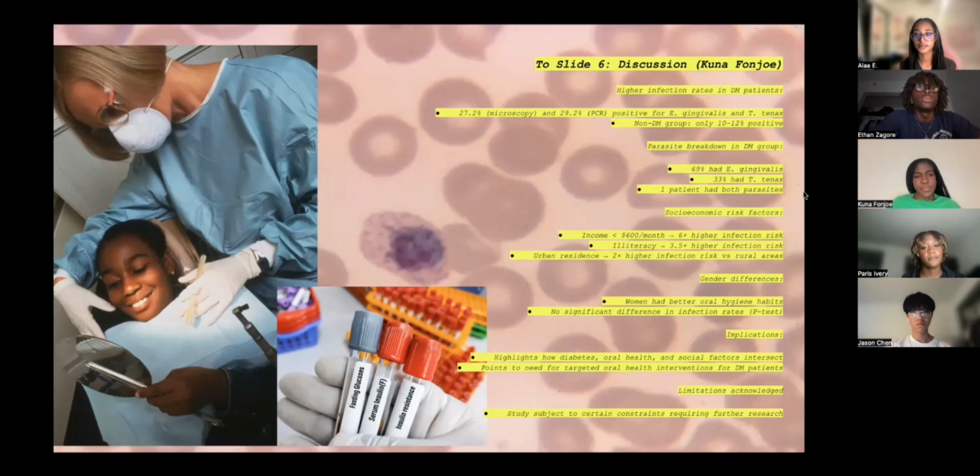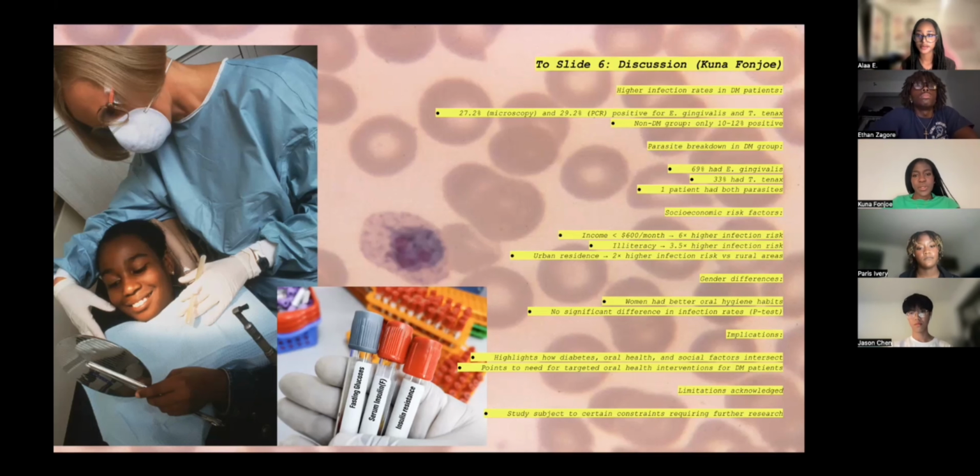So, for further discussion based on the main results, these results signify that there is a notable relationship between people with DM having higher tendencies to acquire periodontal disease and other oral health issues. But this study also took a deeper look into the intersectionalities of socioeconomic factors that play a role in oral health as well. Examining the differences between men and women, it was noted that women tend to have better oral hygiene habits than men overall. However, the p-test showed no significant difference in terms of infection rates.